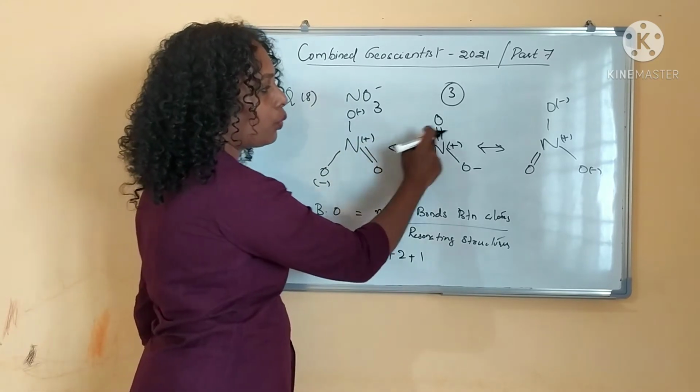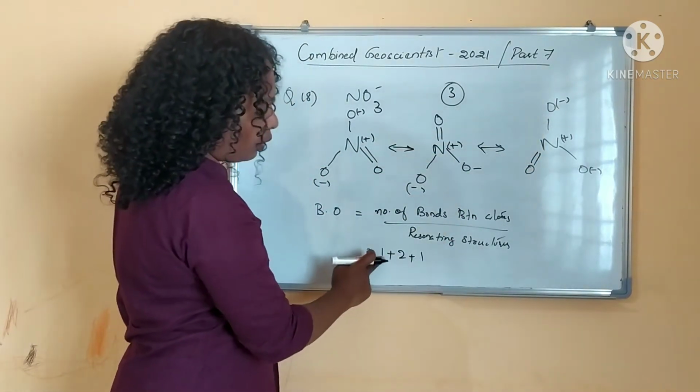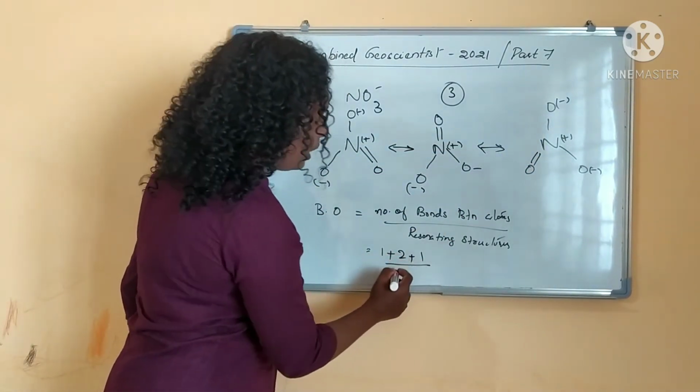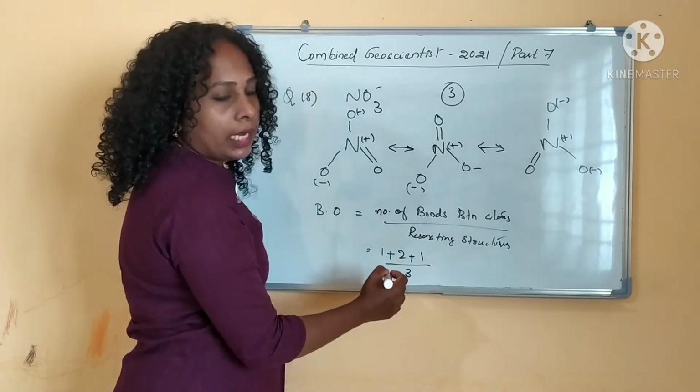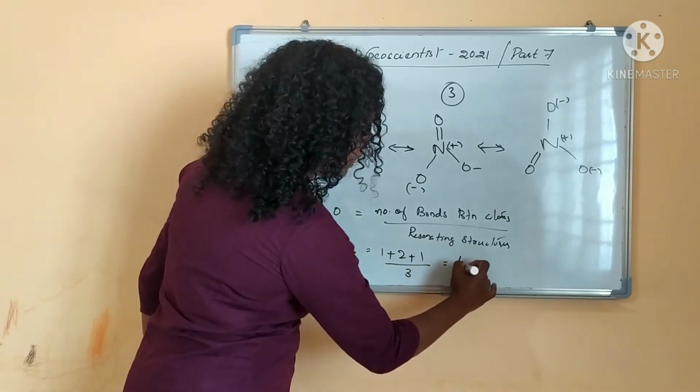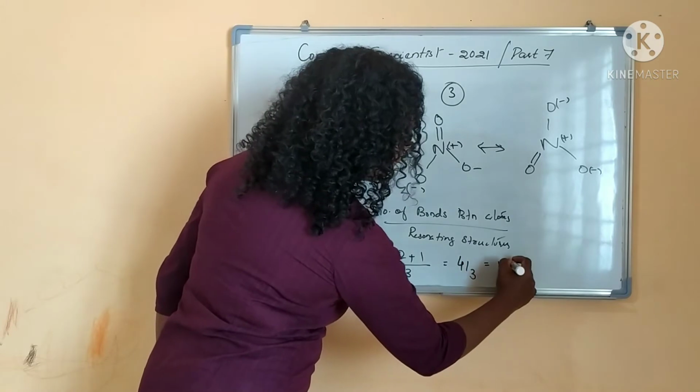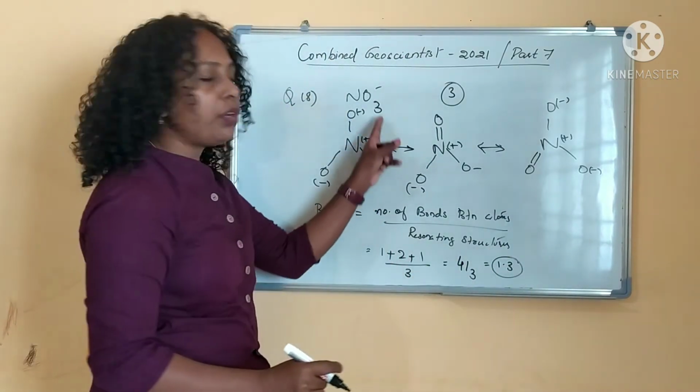Here 1 bond, here 2 bonds, and here 1 bond. So 1 plus 2 plus 1. And how many resonating structures are possible? 3 resonating structures. So 4 by 3. 4 by 3 means 1.3 is the bond order for this.